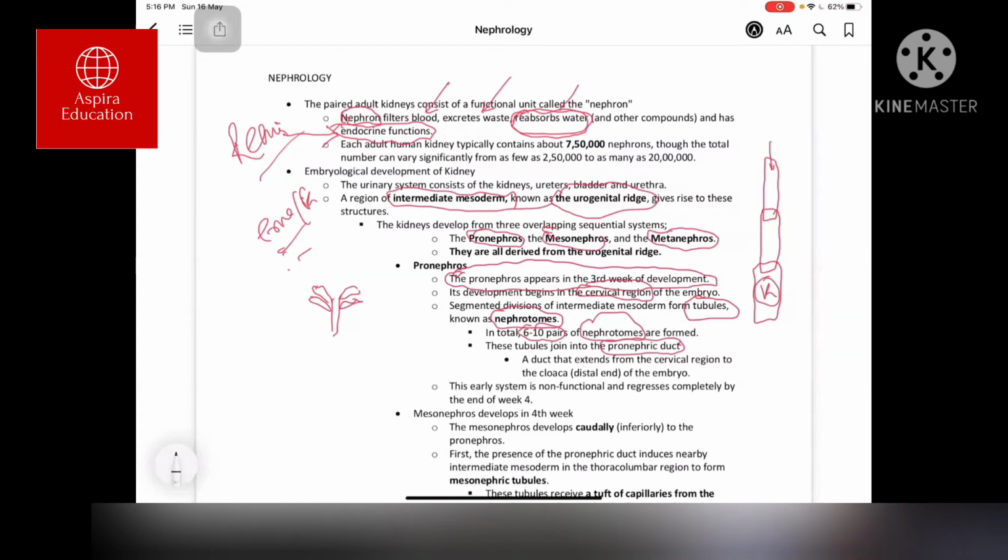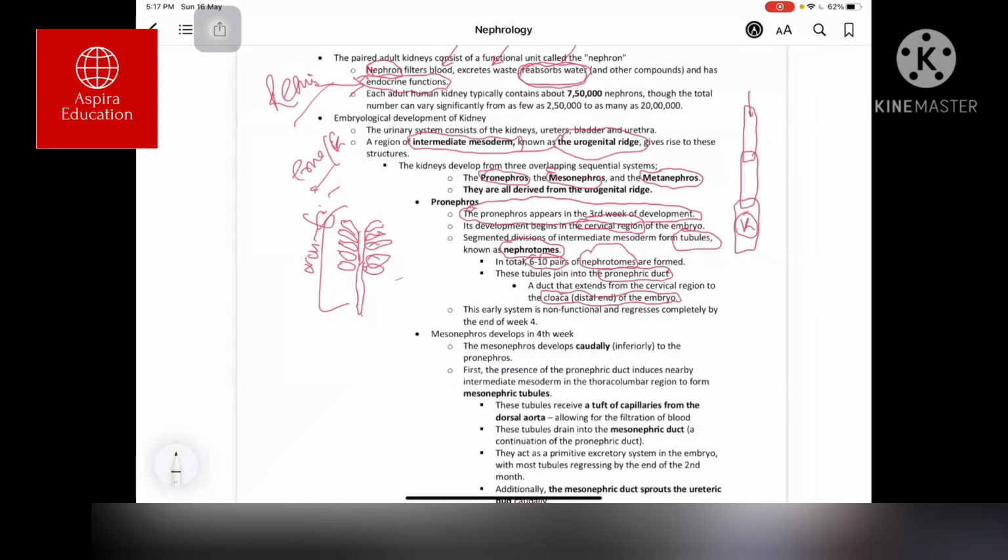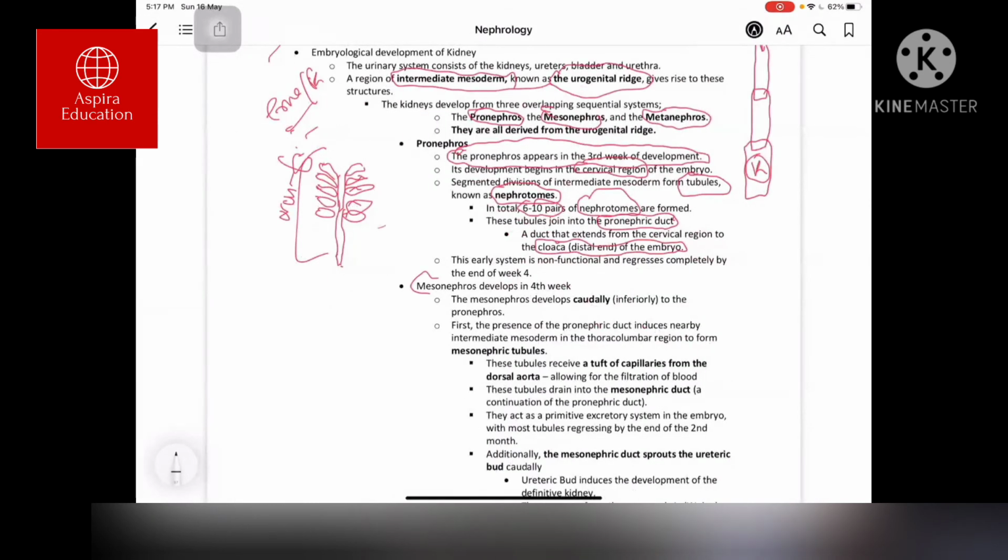This pronephric duct originates from the cervical region and goes right down into the cloaca, that is the distal end of the embryo. So around 6 to 10 pairs of these nephrotomes form this duct, which goes right from the cervical region into the cloaca. This early system is a non-functional system and regresses completely by week 4. So it gives way to the formation of the mesonephros, which is the intermediate stage.